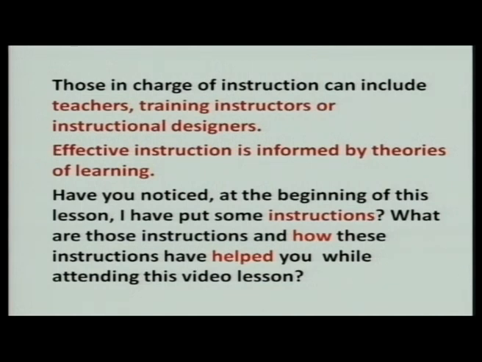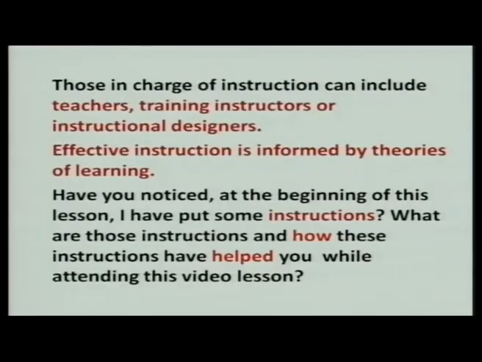Those who can be instructor. Now, any teacher can be instructor, there may be a training instructor, or there may be instructional designers. Anybody can provide instructions. There is no restriction. But effective instruction is very important. Effective instruction is informed by theories of learning, because if you want to provide instructions, then definitely you will have to go through the learning theories. Without understanding learning theories, without understanding how the people learn, you cannot provide instructions. So learning theories and theories of instructions are related.